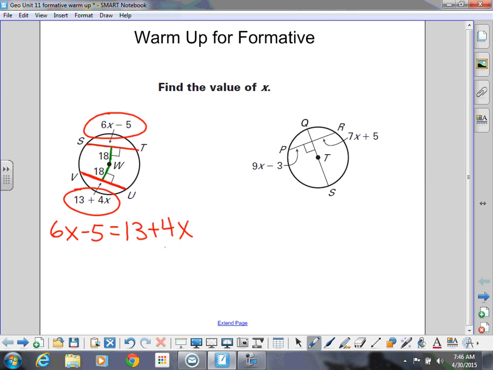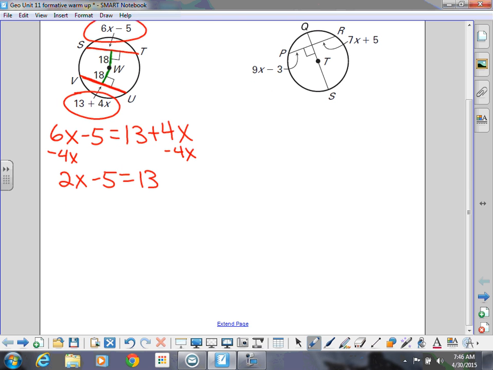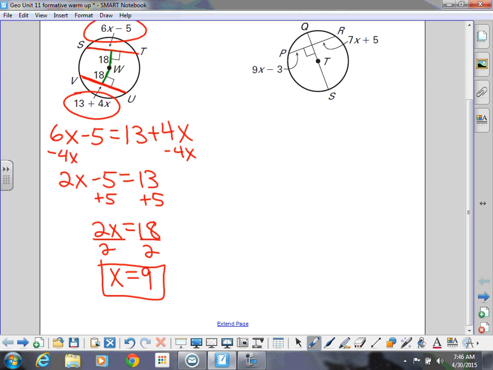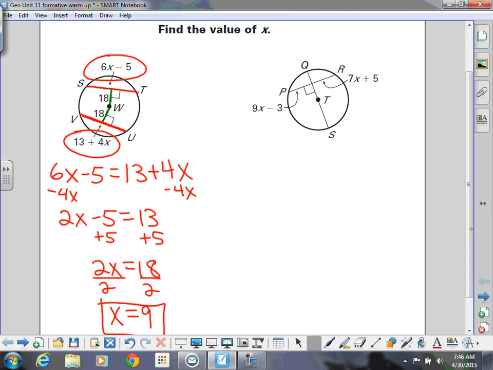So we're going to solve. I'm going to subtract the 4x. That's going to give me 2x. And then I'm going to add the 5. That gives me 2x equals 18. And then I'm going to divide by the 2. So you should have gotten x equals 9. So make sure you've got that. If you need to pause and talk about that for a little bit to make sure you are understanding that, then please do so.